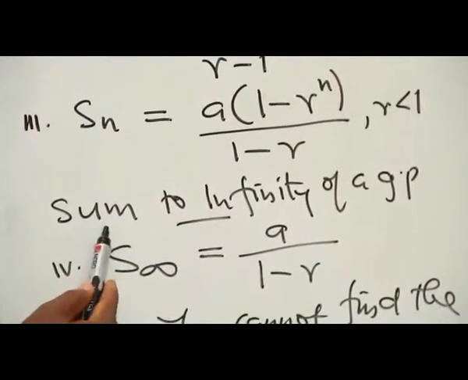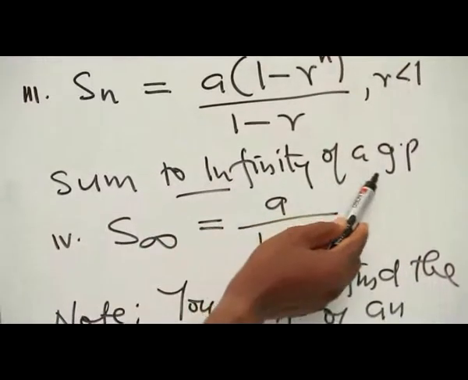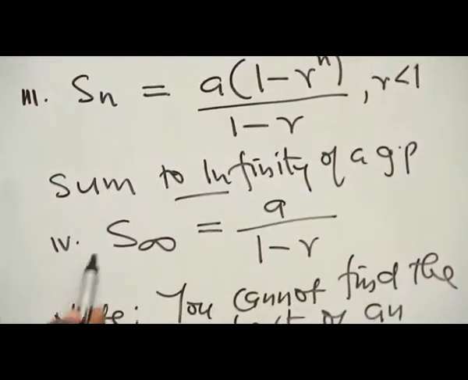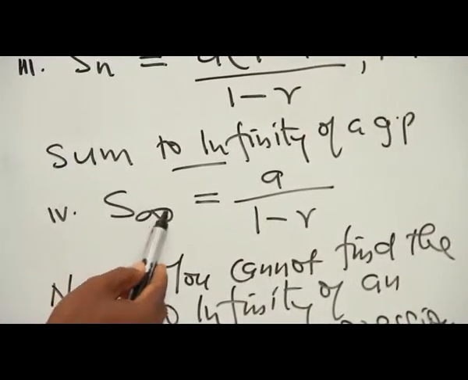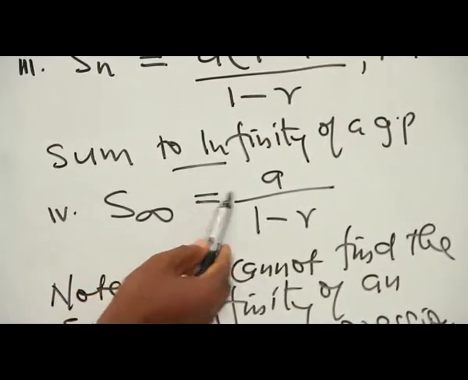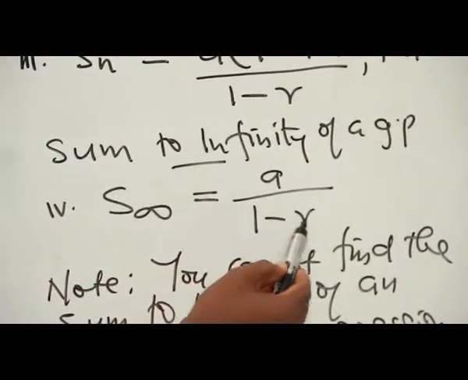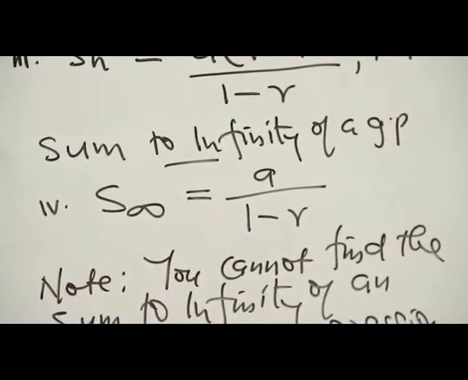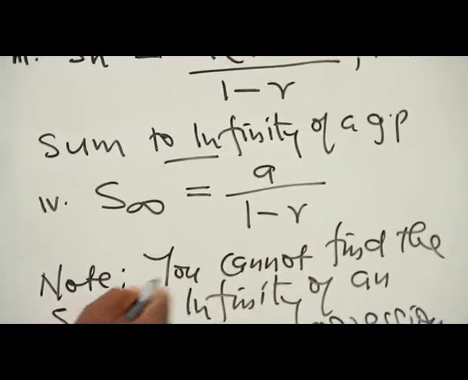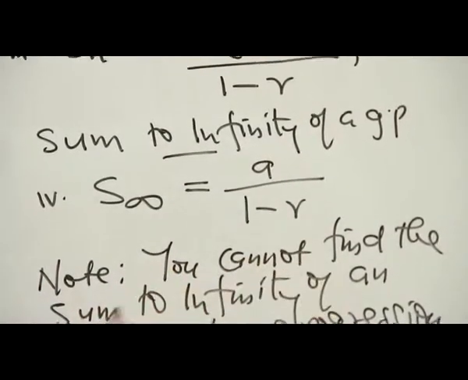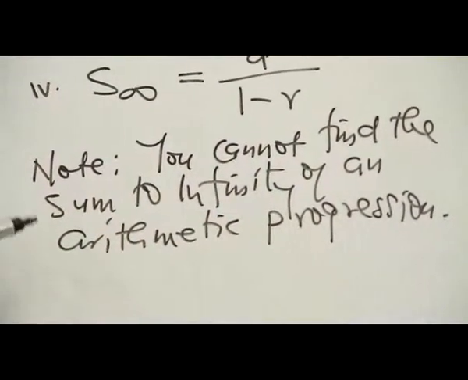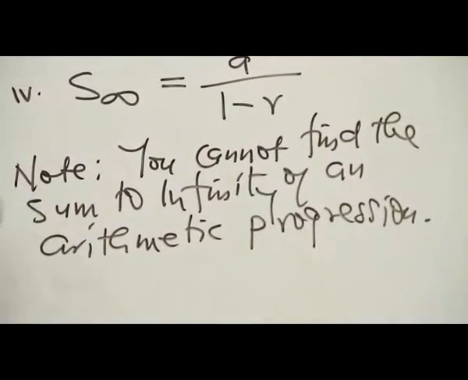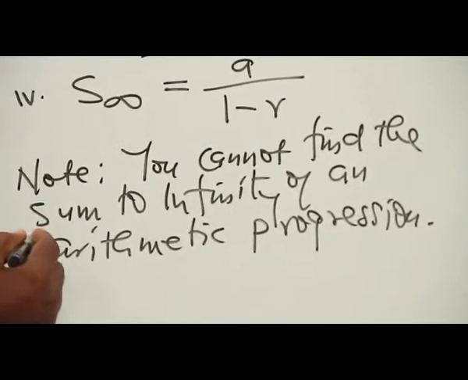Now, we look at the sum to infinity of a GP. The formula S infinity, this symbol is infinity, is equal to a all over 1 minus r. I want us to note, you cannot find the sum to infinity of an arithmetic progression. So that was why when we were treating arithmetic progression, we did not look for the sum to infinity.